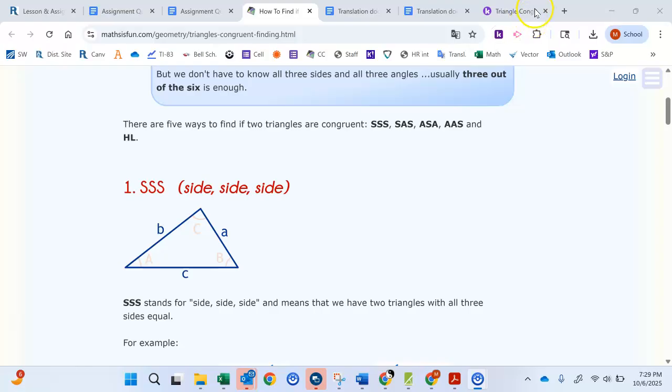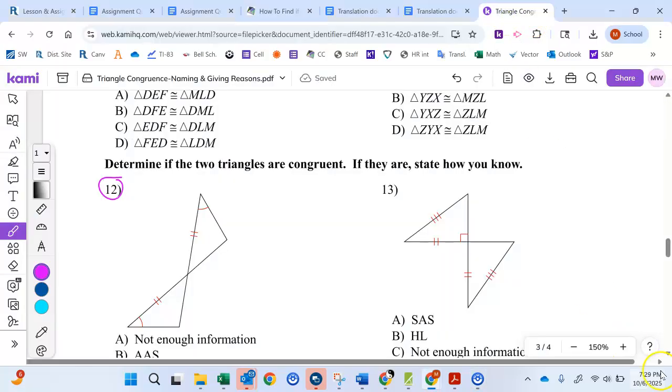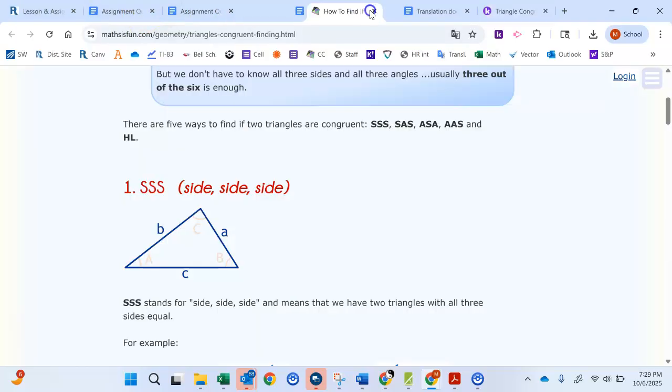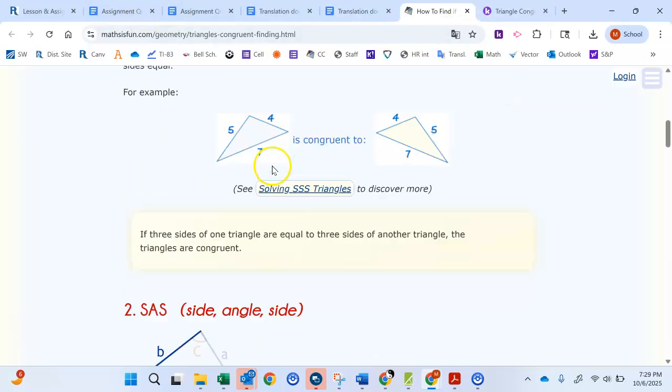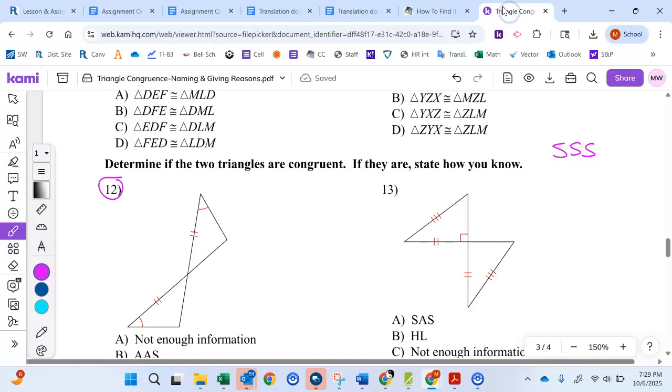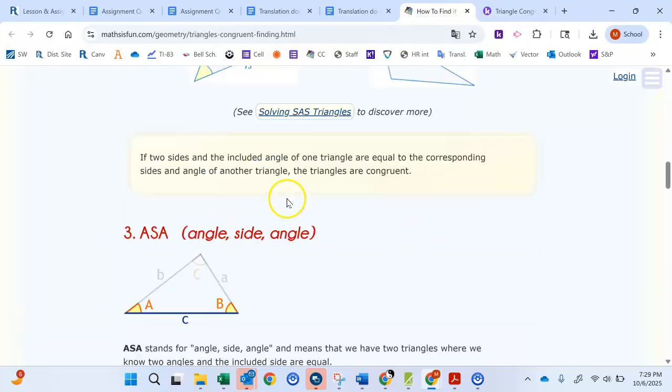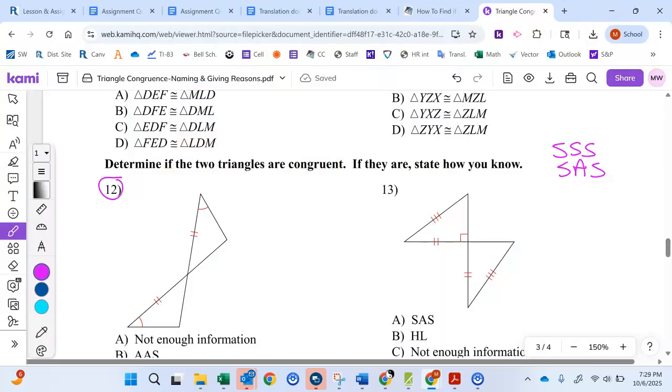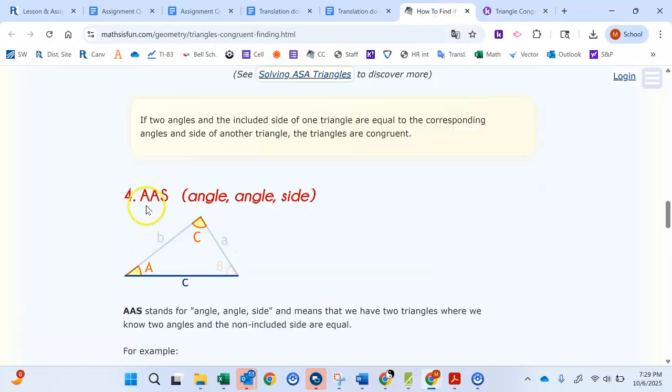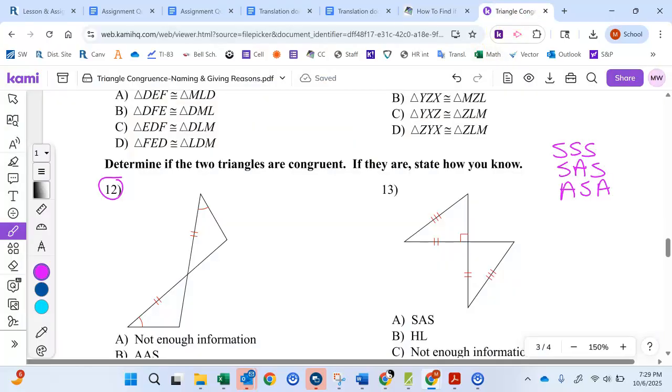Maybe in your notes, when you take notes, go like this. So side, side, side is one of them. What's the next one? Number 2 is side, angle, side. Make sure you put this in your notes so when you take tests and quizzes, you can do that. Number 3, angle, side, angle. Then number 4, angle, angle, side.